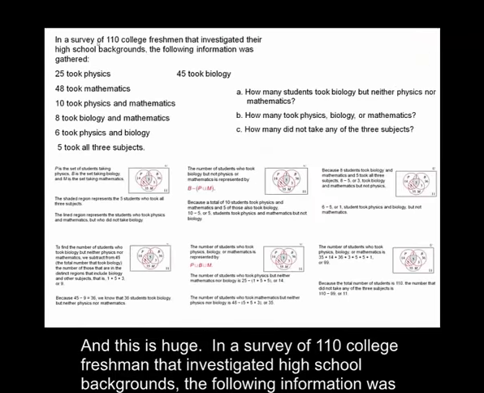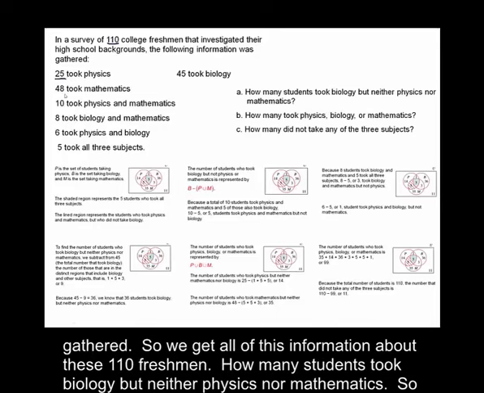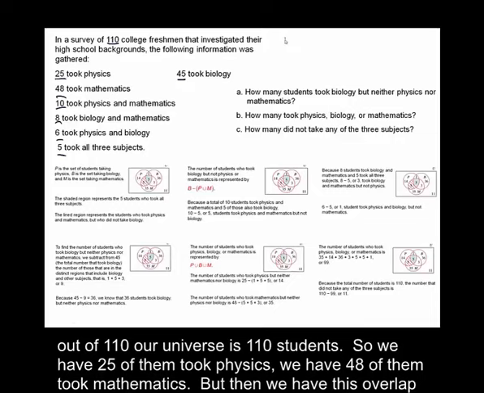And this is huge. In a survey of 110 college freshmen that investigated their high school backgrounds, the following information was gathered. So we get all of this information about these 110 freshmen. How many students took biology, but neither physics nor mathematics? So out of 110, our universe is 110 students. We have 25 of them took physics. We have 48 of them took mathematics.